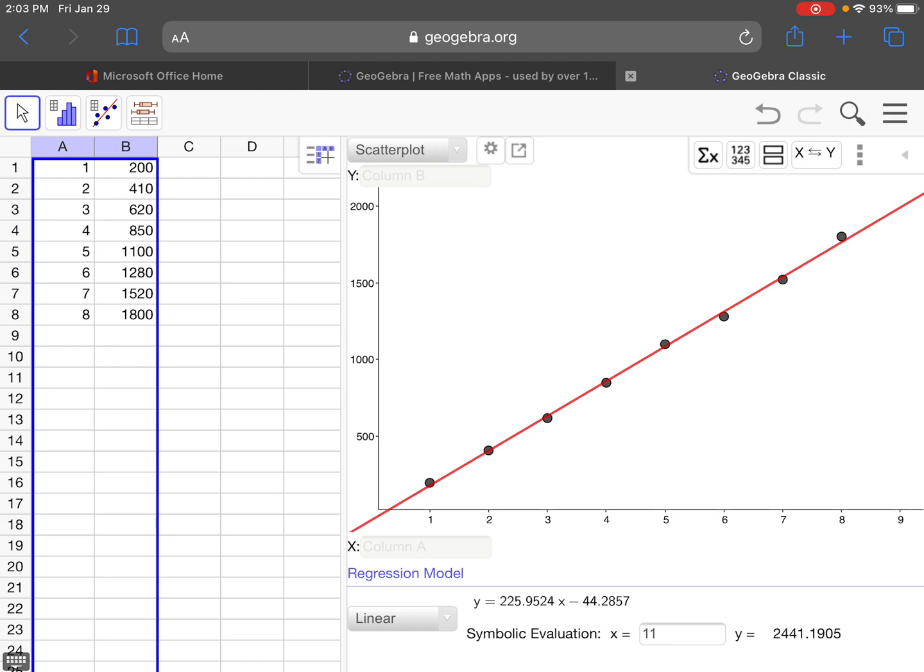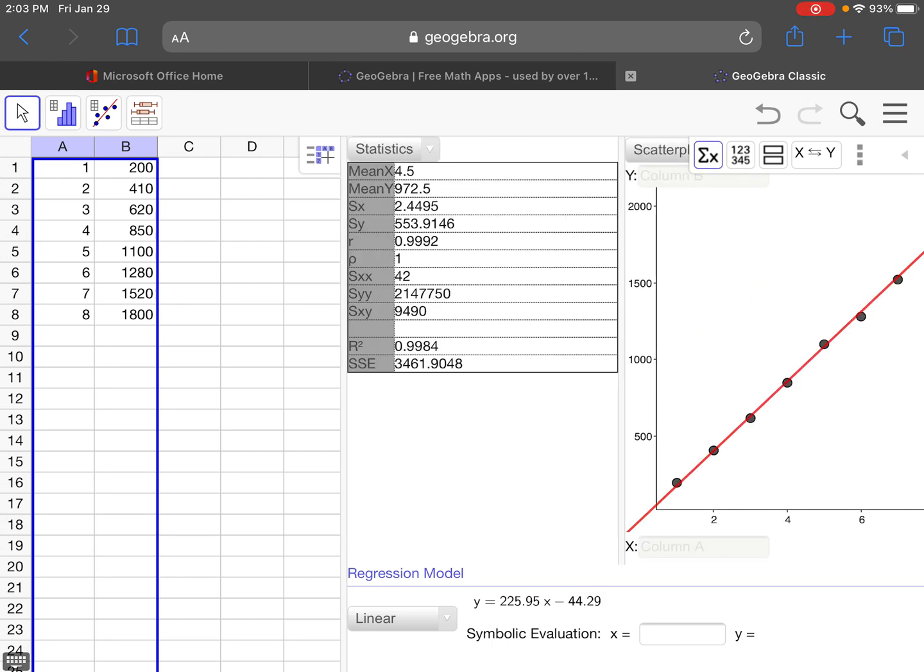Okay, one last thought. This is the data button right here. It says sigma x. You can see that right above the 6. I'm going to click on it, sigma x, and it gives you some statistics here. It gives you the mean for x, the mean for y. It gives you all the x's added up, all the y's added up.